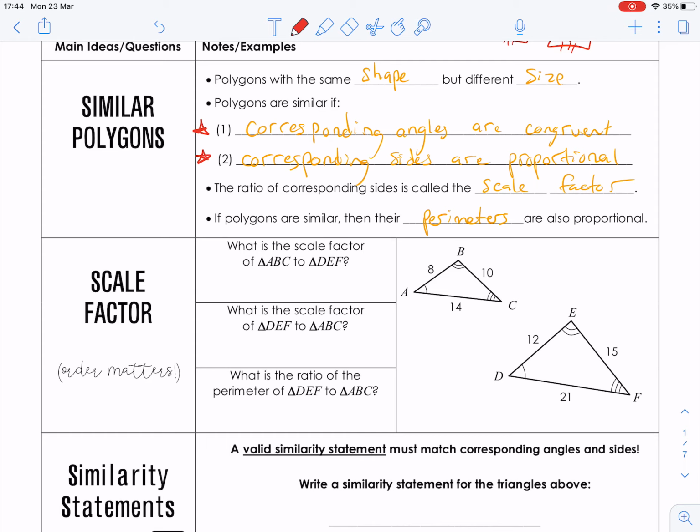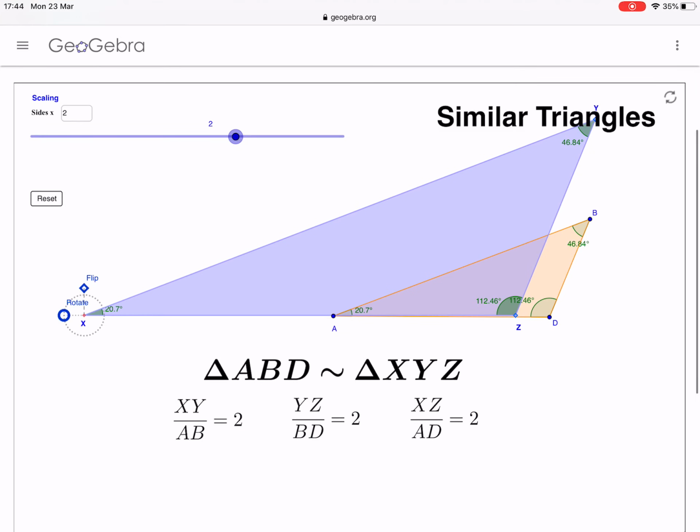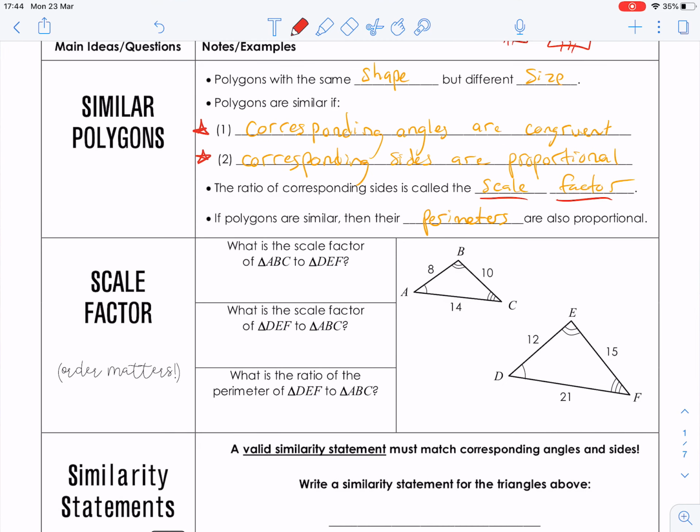So the scale factor, what we were talking about: since it got bigger by 2, the scale factor was 2. That is the ratio of the corresponding sides. That's what it showed at the bottom here. See at the bottom? XY over AB is 2, YZ over BD is 2. That 2 is the scale factor. That's how much bigger it got. So our dilation is our scale factor.